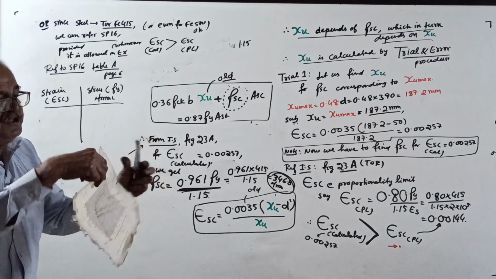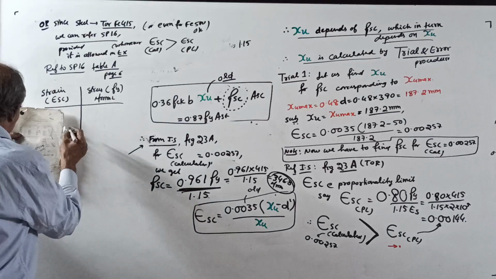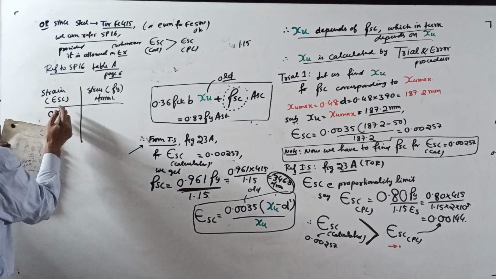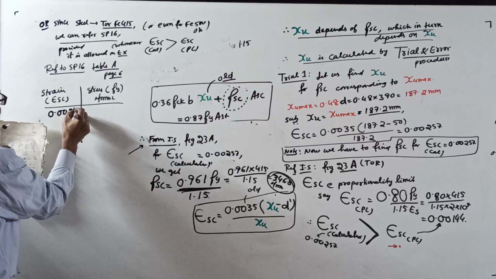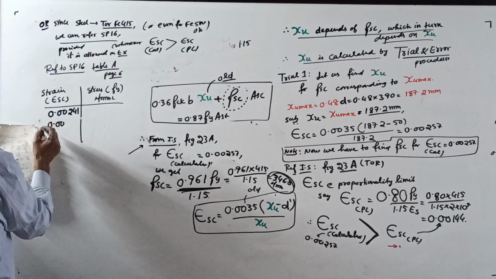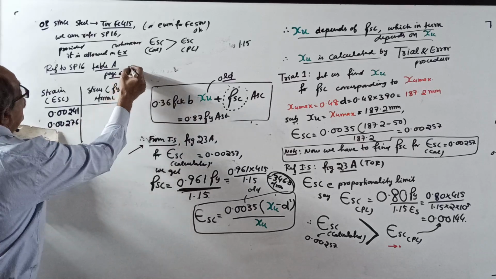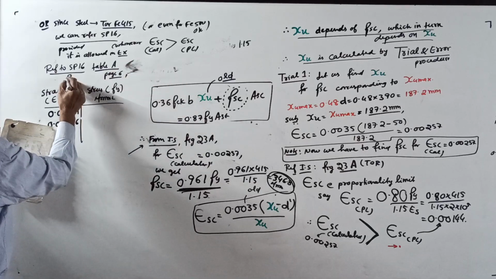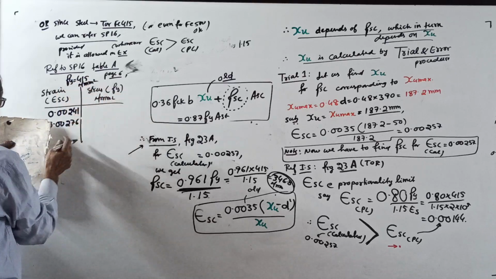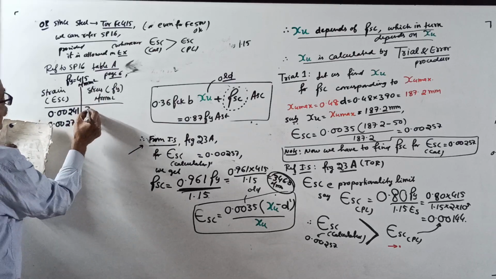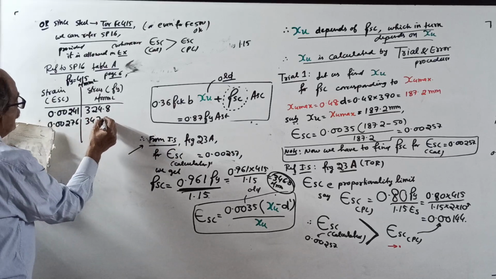It's almost damaged. Our strain is 0.00257. So the strain 0.00257 lies between 0.00241 and 0.00276. For Fy equal to 415 Newton per mm square, not 500, it is 324.8 and the other one is 342.8 Newton per mm square.